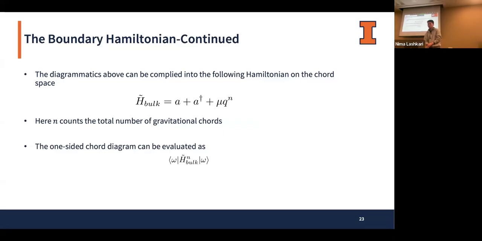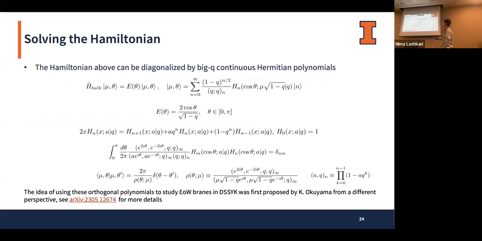So these A and A daggers are Q deformed or not? They're all Q deformed. They're just the same operators I defined before in the two-sided case. Again, there's some diagonalization, which is complicated. I won't elaborate much on this, but these functions are called big Q continuous Hermite polynomials.